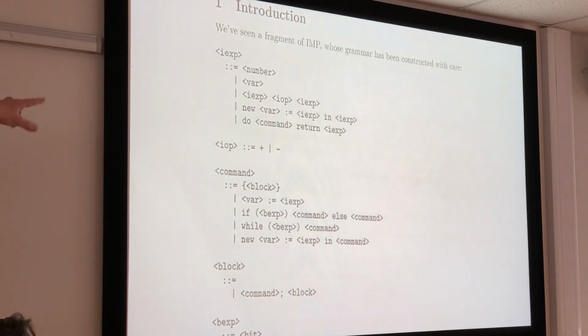We had to have a new construct to allow you to introduce a new local variable in an integer expression, but also in a command. And that's because we've separated the integers from the commands. And back then, all we knew about was like grammars and dynamic semantics.